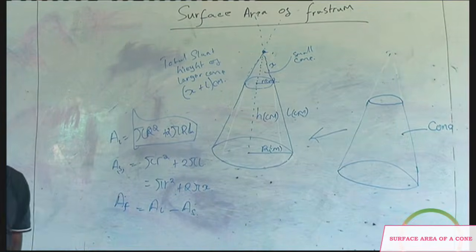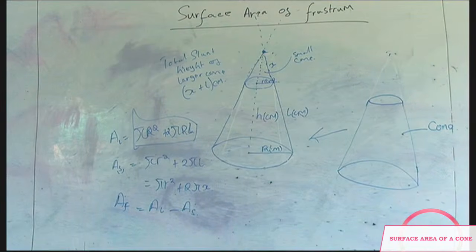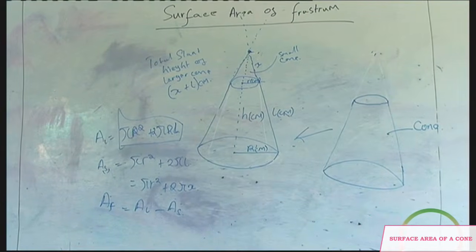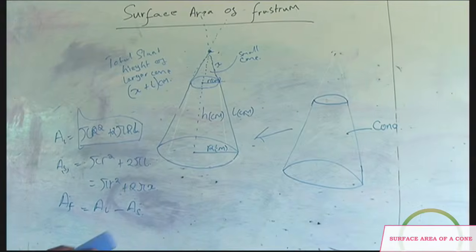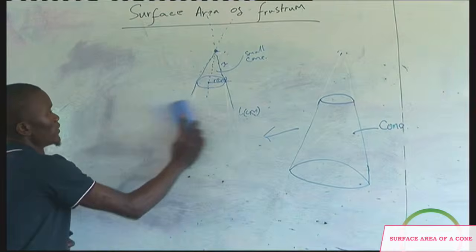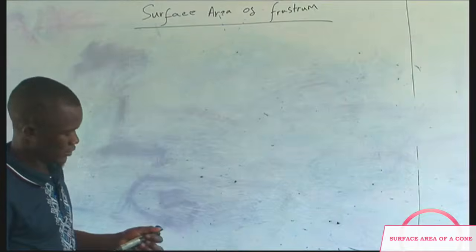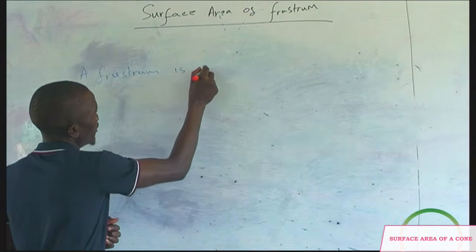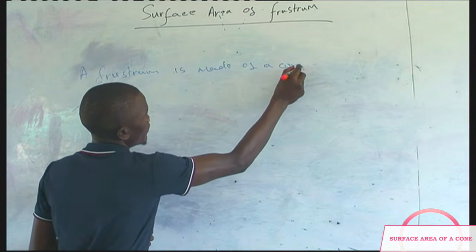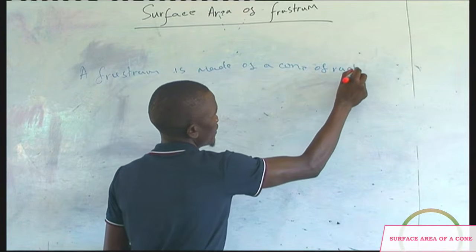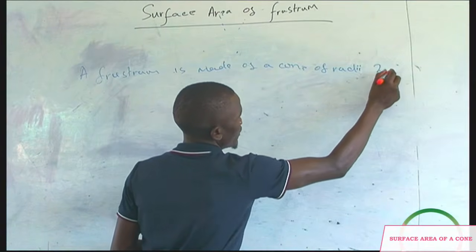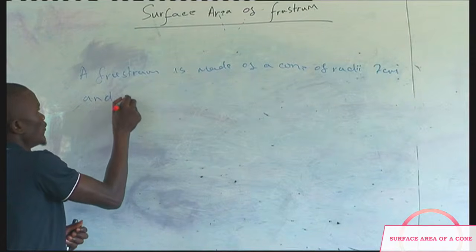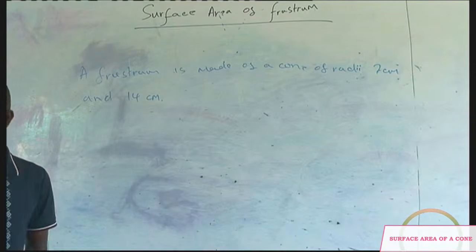Now, we want an example so that we see if we can calculate the surface area of a frustum. Our example is here. A frustum is made of a cone with a radius of 7 centimeters and 14 centimeters.